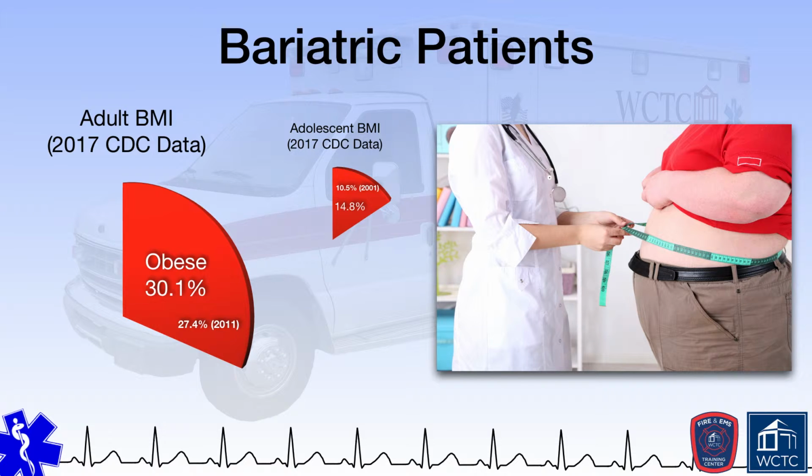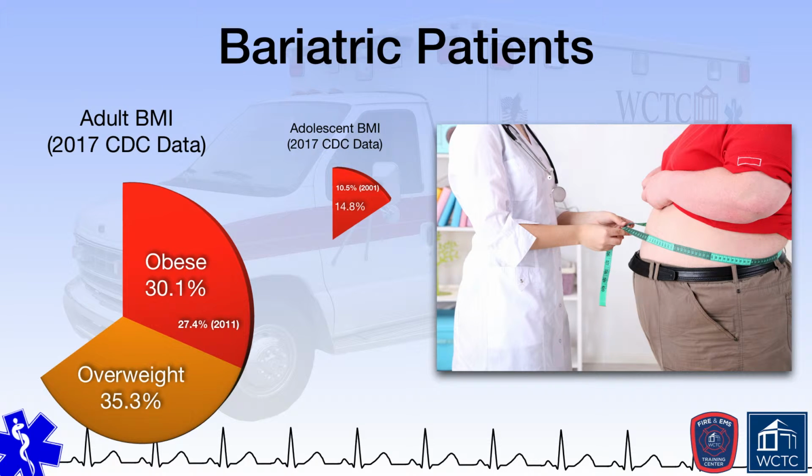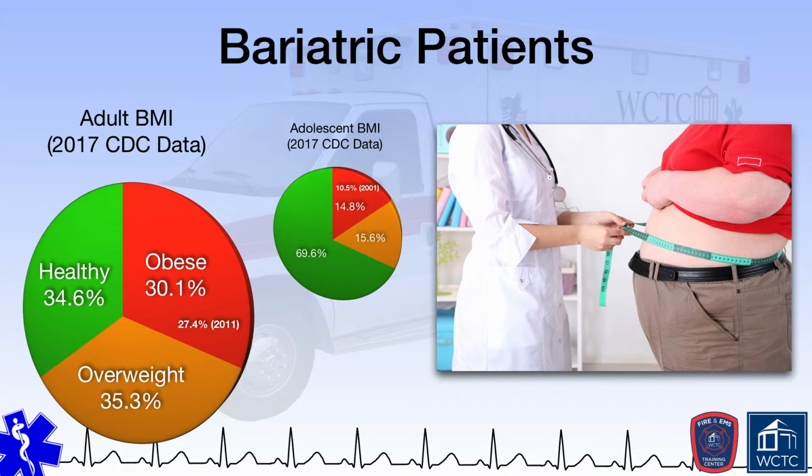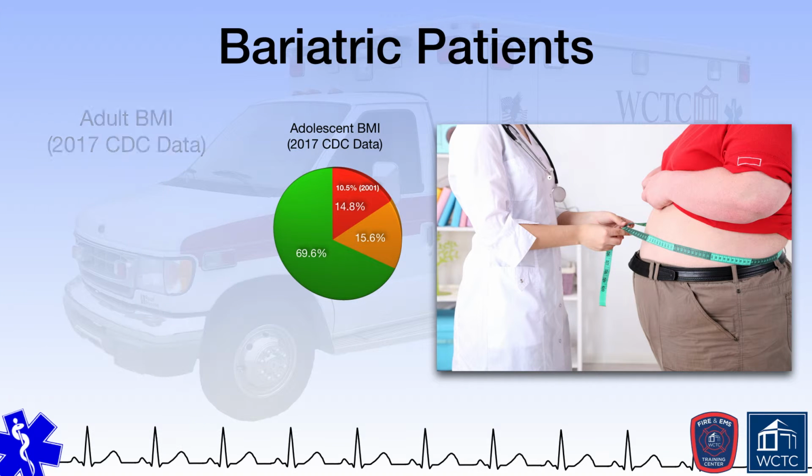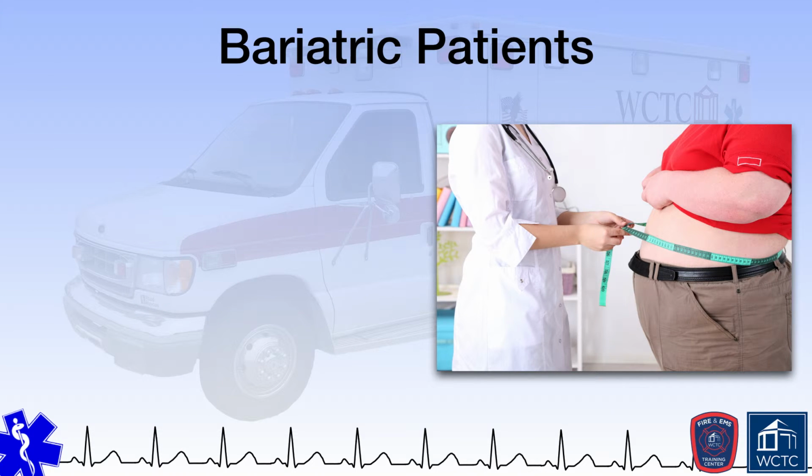These rates are in addition to those for overweight classifications, with an additional 35.3% of the United States adult population having a BMI greater than 25 but below 30 in 2017. An additional 15.6% of adolescents were considered to be overweight by the CDC in 2017 as well. Therefore, as of 2017, almost 2 out of every 3 adults in the United States was considered to be overweight or obese. Patients who are significantly overweight are classified as bariatric.